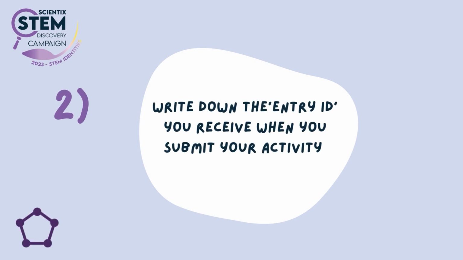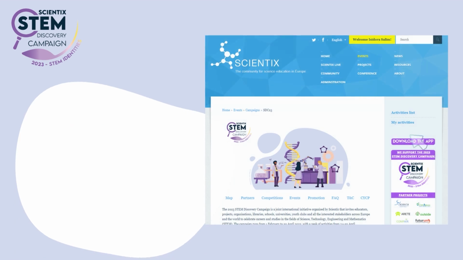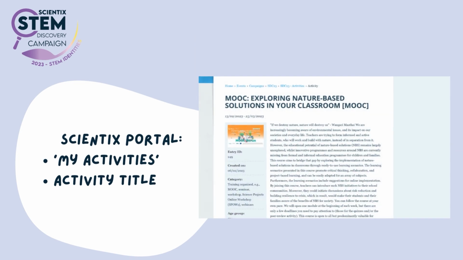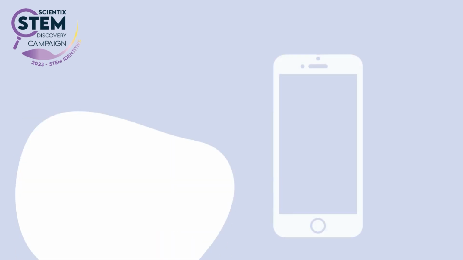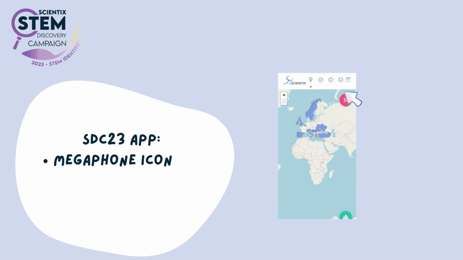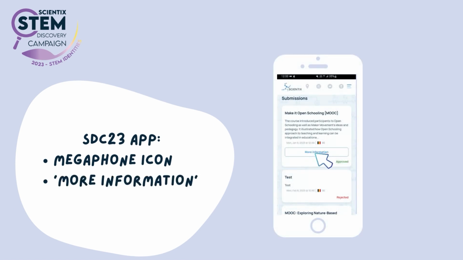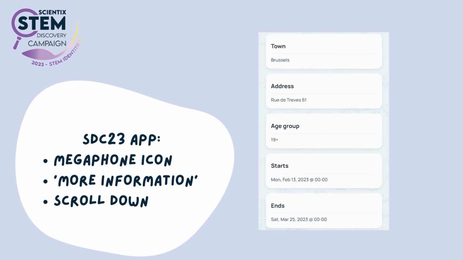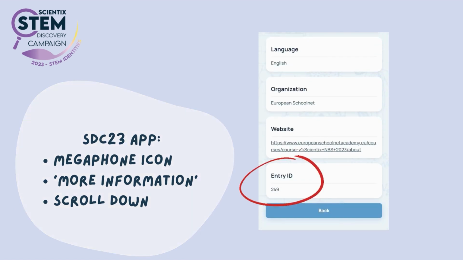It's important that you write down the entry ID you receive when submitting an activity. You can find your entry ID in two ways. On the Scientix portal, click on My Activities, then select your activity. You will find the entry ID below the small picture on the left. In the SDC app, click on the megaphone symbol, find your activity, and click More Information. Then scroll all the way to the bottom where you will find the entry ID.